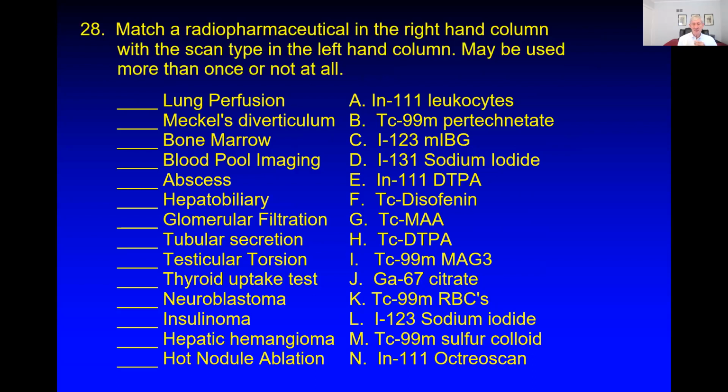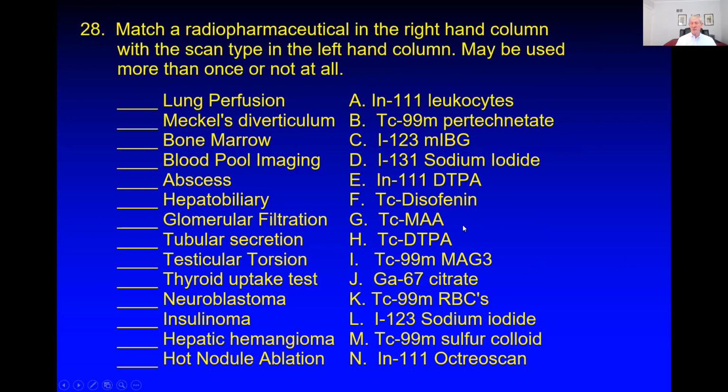Hepatobiliary, F. Good. Glomerular filtration, H, DTPA. Tubular secretory function, I, MAG3. Testicular torsion flow study, B. Now, actually, technetium, anything would work for a testicular torsion study. We always would use pertechnetate. There's one exception. What drug will never get to that part of the body? And that would be MAA.